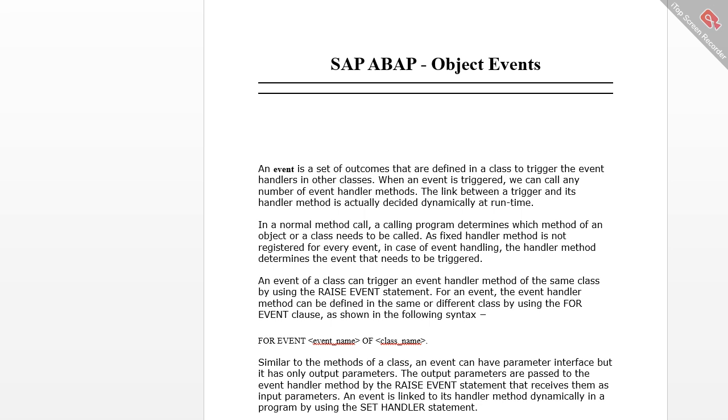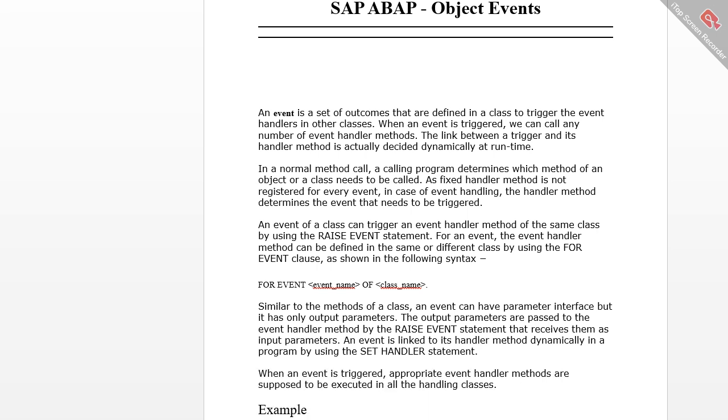An event of a class can trigger an event handler method of the same class by using the RAISE EVENT statement. For an event, the event handler method can be defined in the same or a different class by using the FOR EVENT clause: FOR EVENT event_name OF class_name.